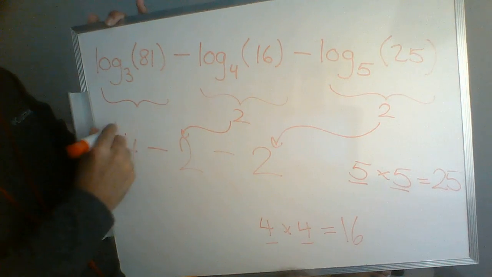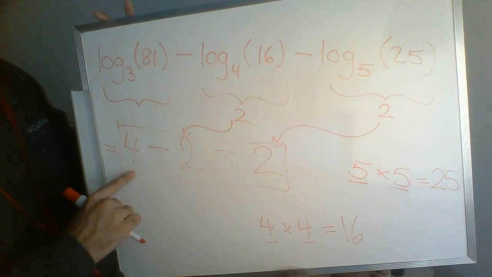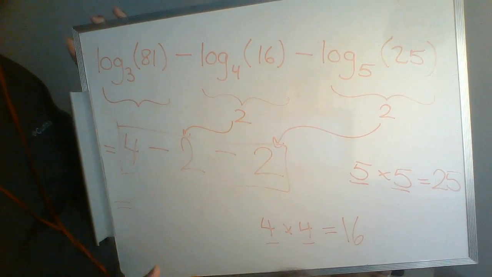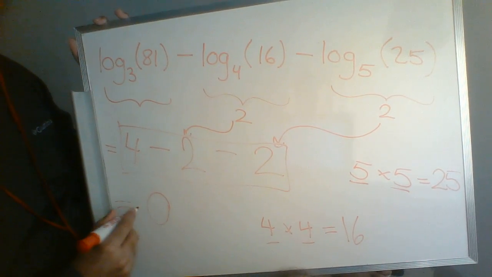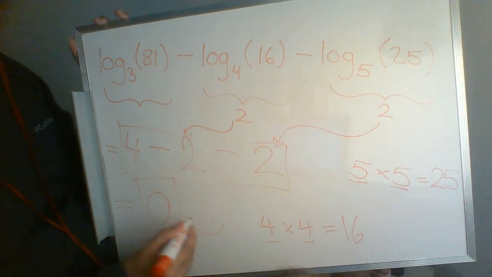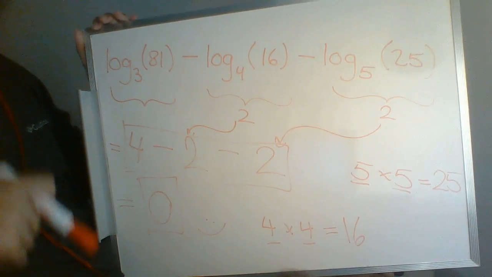So we've got 4 minus 2 minus 2, which, if we go ahead and solve that, 4 minus 2 is 2, and then 2 minus 2 is going to leave us with 0. So that would be your final answer for this one. It would be 0 in this case.